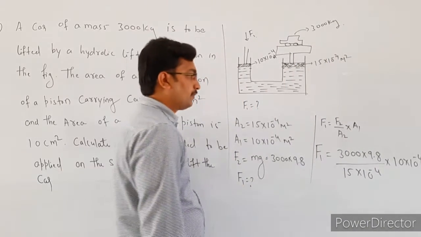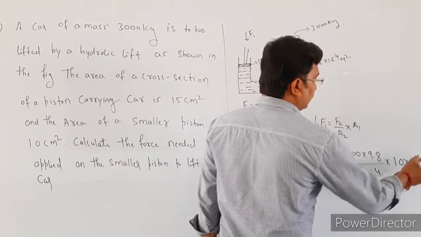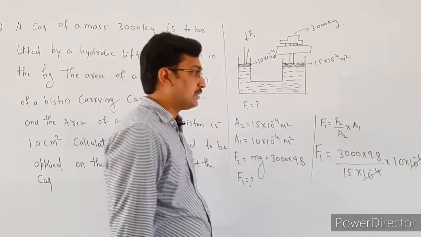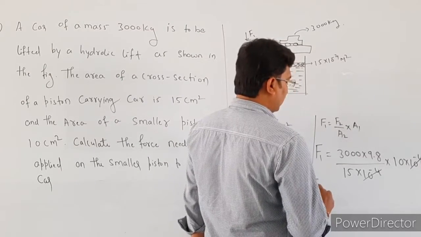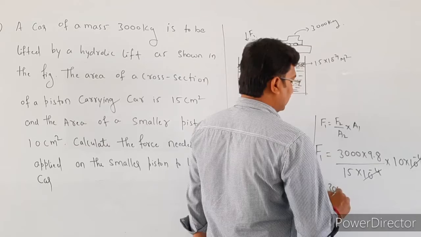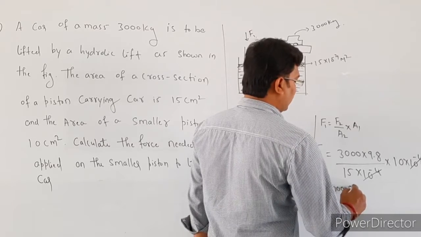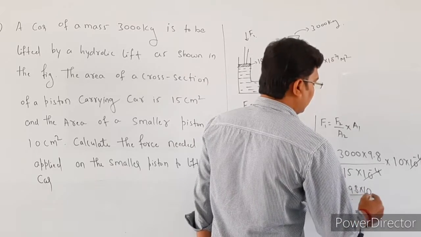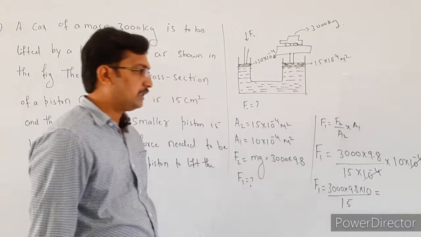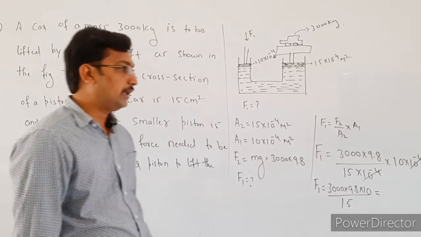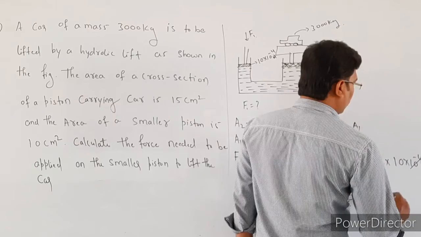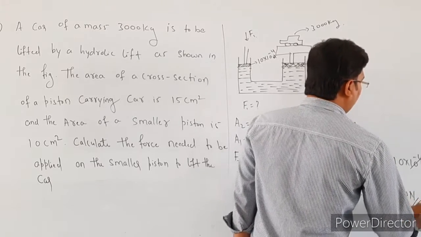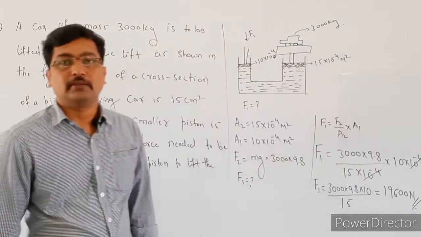In this case, 10 to the power of minus 4 and 10 to the power of minus 4 both get cancelled. The remaining is F1 is equal to 3000 into 9.8 into 10 divided by 15. So 3000 into 9.8 into 10 divided by 15 is equal to 19600 Newton. So this is the final result of this problem.